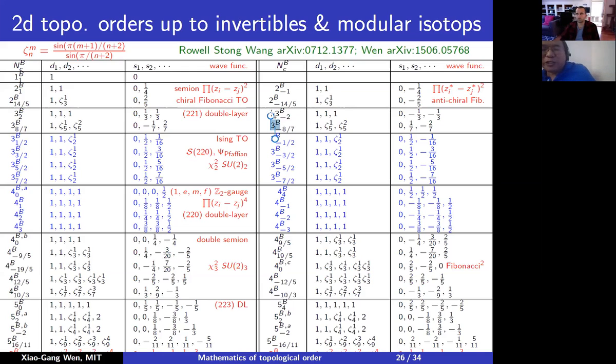I think I should stop here. Yeah, I went slower than I expected and so dragged on longer. So this is a wonderful program. Try to find a list of topological orders and then use this tensor category theory or modular data, et cetera. And certainly in two dimensions, we have a pretty good story. In higher dimensions, we really know very little. Yeah, that's another open direction. Yeah, I should really stop here.